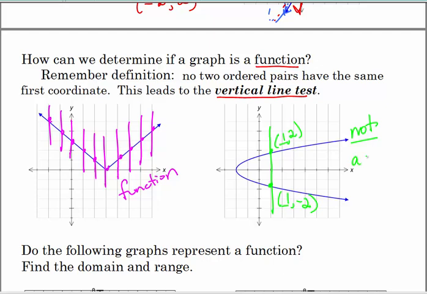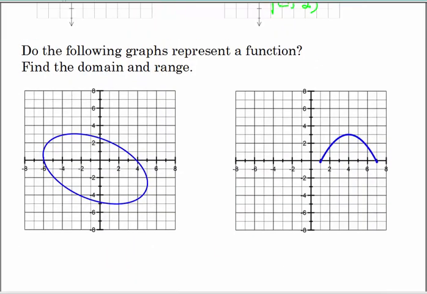So the vertical line test means if it passes through the graph more than one time, then this is not a function. So your job is going to be to look at pictures, look at graphs, and find out, do they represent a function? That's yes or no. And to find the domain and range and write that in interval notation. So the easy part is going to be, does it represent a function? And of course you can just do one vertical line test. You could probably do that just in your head and say, no, this is not a function. But it still has a domain and range. Remember, that's still a relation, and a relation has a domain and range.